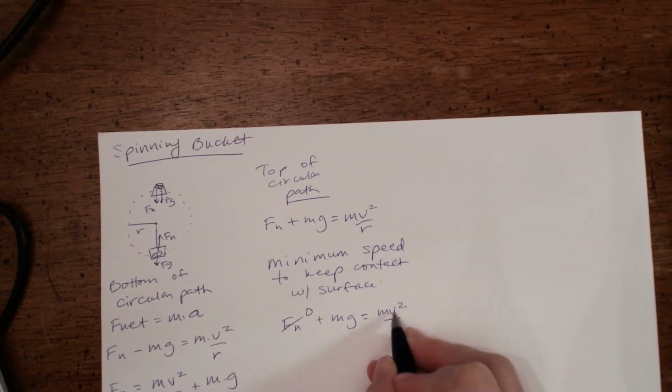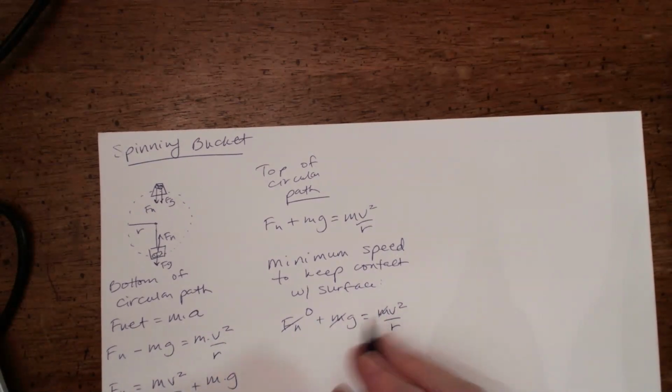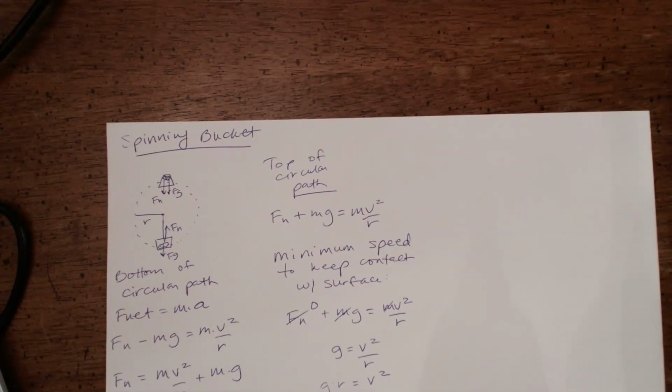So if we solve for velocity, we can cancel mass because it's on both sides. We've got g equals v squared over r. I'm going to move this r over. So I've got g times r equals v squared. And so then velocity is the square root of g times r. We've got to be at least at this value or above it in order to stay in that circular motion.